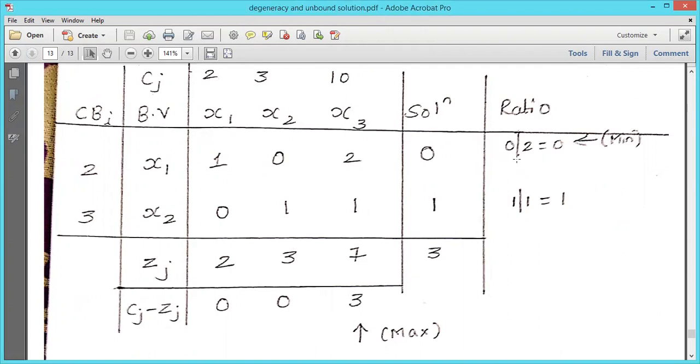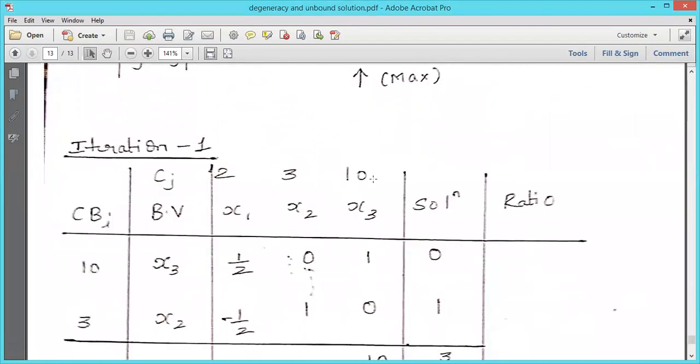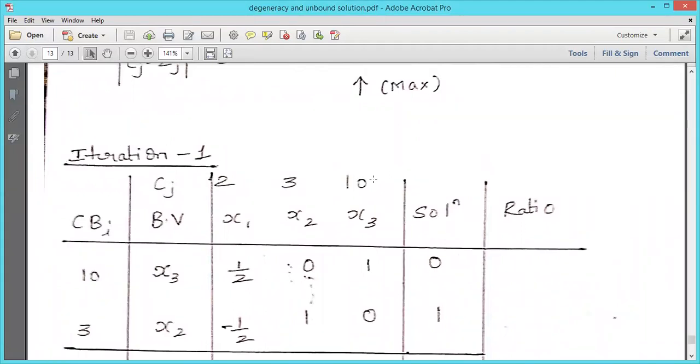Now the ratio: 0 by 2 is 0, and 1 by 1 is 1. So 0 is the minimum one. So x3 is the key column and x1 is the key row, and 2 is the key element. We need to make this value 1. So how to make this value 1? We have to divide this entire row by 2. After dividing this entire row by 2, we have the values 1 by 2, 0, 1, 0.